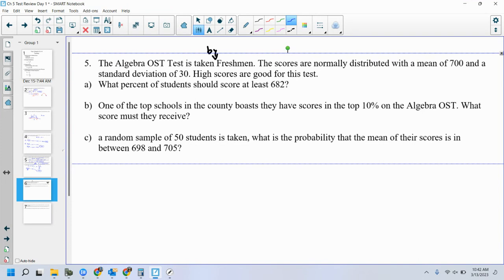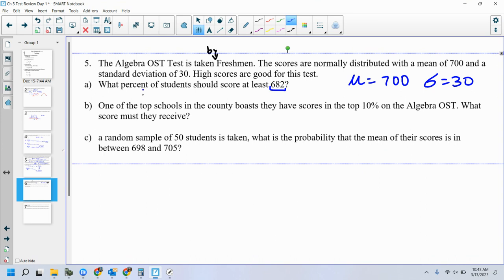Scores are normally distributed with a mean of 700 and a standard deviation of 30. I can't let it go. It's been taken. It's like pulling them out from underneath the bed. What percentage of students should score at least a 682? Which is interesting, because that is the score they call the proficient score, the score that you need to graduate.